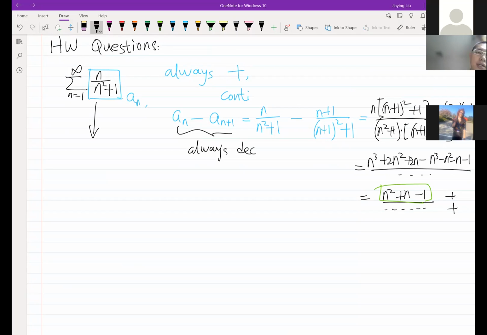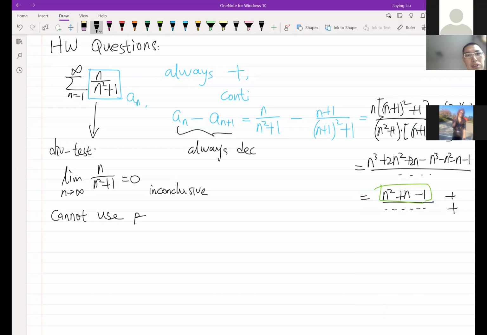So the previous problem: obviously you can try to use the divergence test by taking the limit as n goes to infinity of n over n squared plus 1. That's going to be 0, so that's inconclusive. That doesn't work. And it doesn't look like a 1 over n to the p, so you cannot use the p-series test by just looking at the a_n formula.